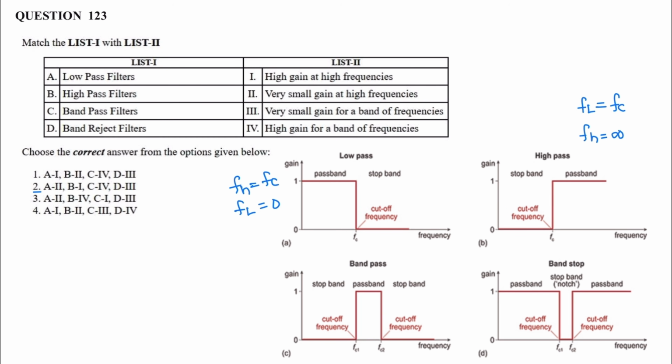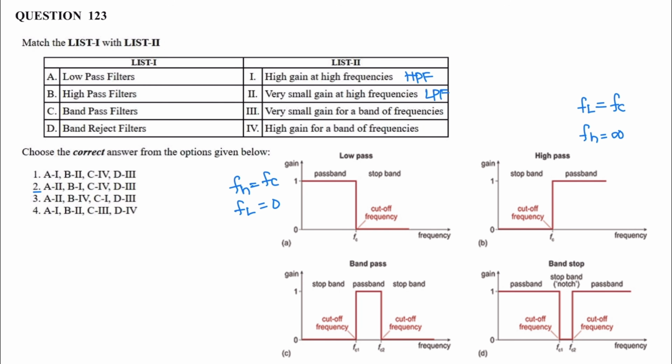So a low pass filter has very small gain at high frequencies, that is a low pass filter. Next, a high pass filter has high gain at high frequencies. A band pass filter has high gain for a band of frequencies. The gain is very high for a particular band of frequencies.